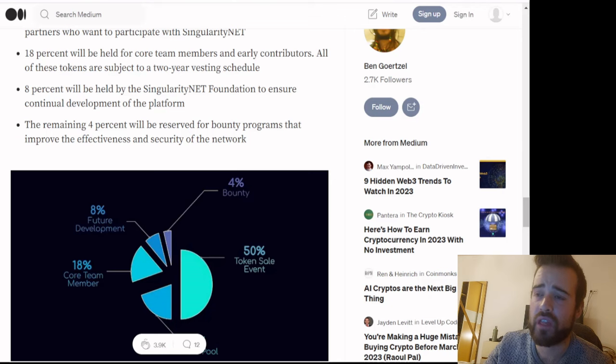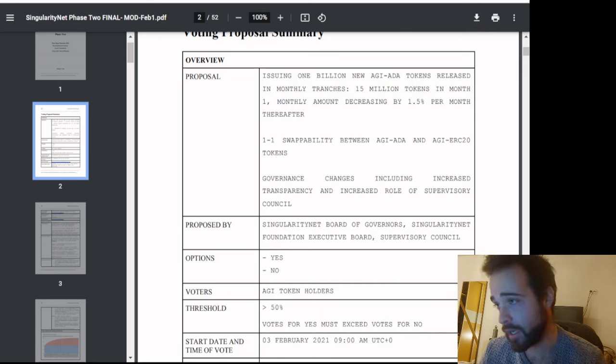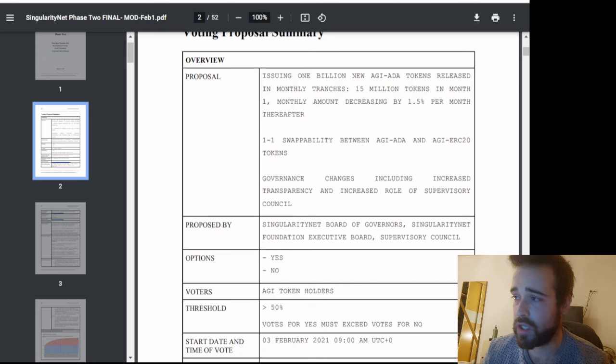For this phase, the only thing I was able to find was a document, a proposal that started it all. The proposal for the change of emissions of the AGI token, and even the name to AGIX token. This was a document that was basically approved by the SingularityNET DAO, and it precluded the issuance of an extra billion tokens on the Cardano blockchain. Okay, so an extra billion AGIX tokens on the Cardano blockchain that will be released in monthly tranches.